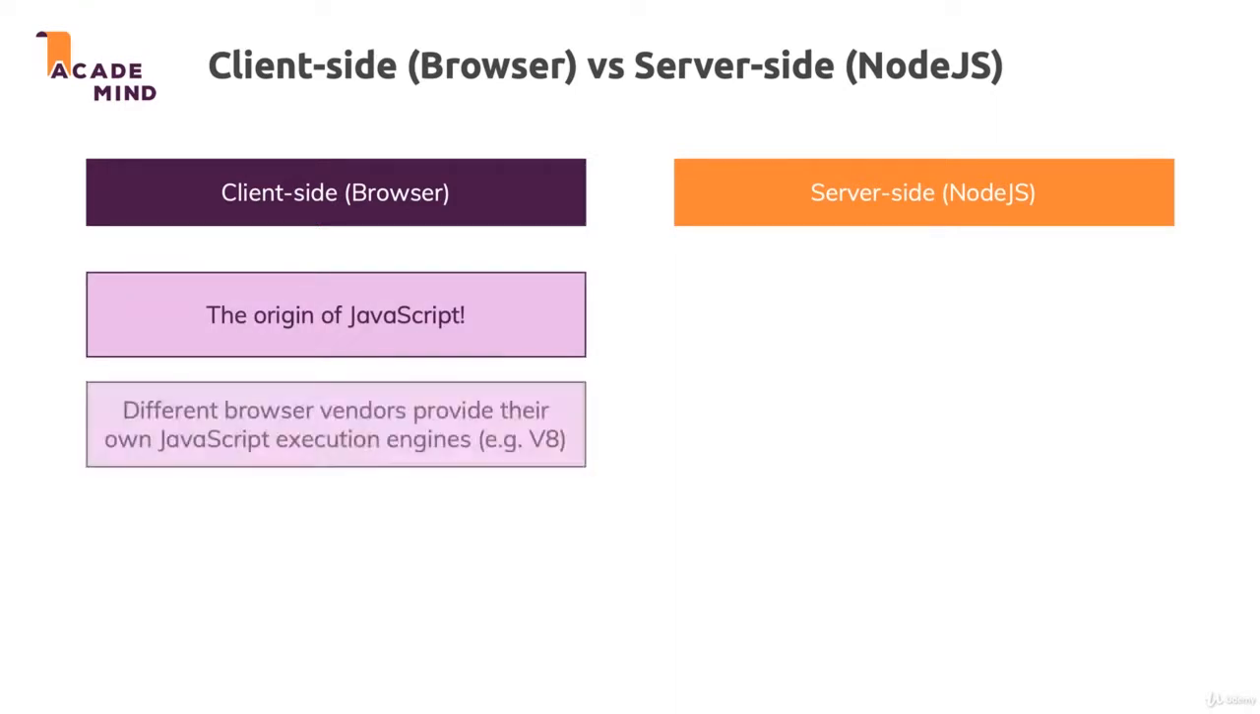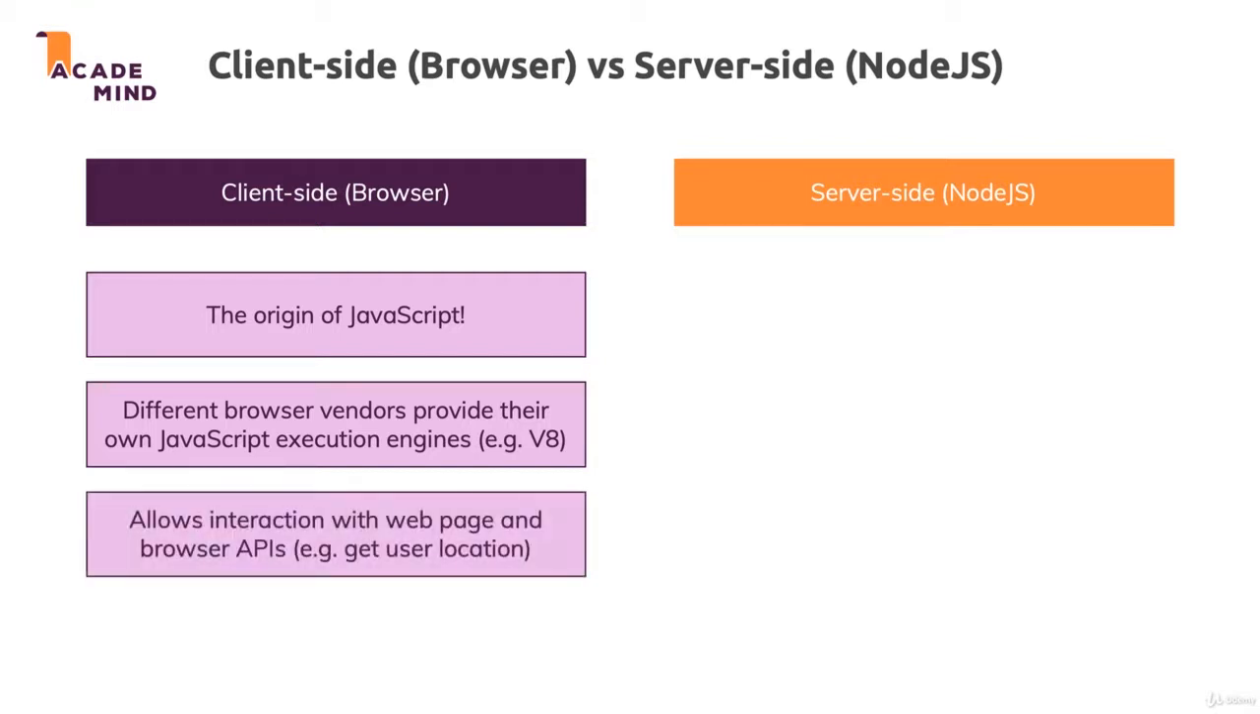And as you learn, different browser vendors, so different companies developing browsers, provide their own JavaScript execution engines. For example, the V8 engine, that's the name of the JavaScript engine Chrome uses. And the important thing there is that in the browser, you are able to interact with the web page from inside JavaScript. You can manipulate the loaded web page. You can also use certain browser features, so-called APIs, for example, to get the user location.